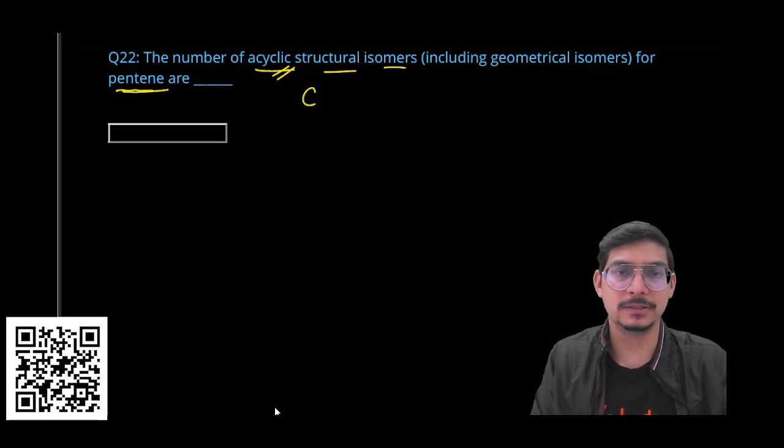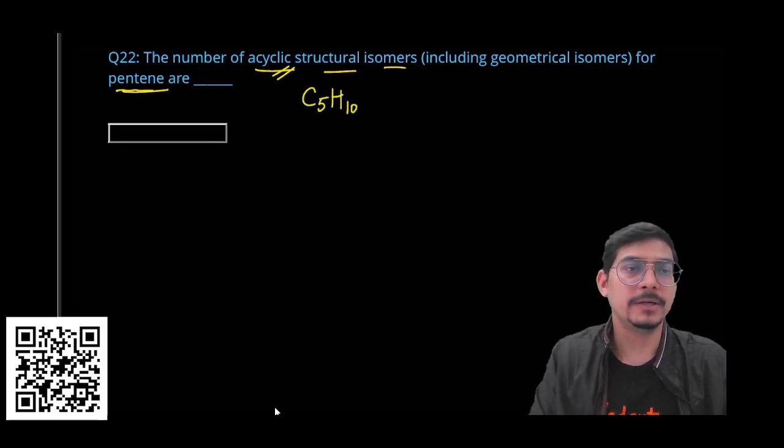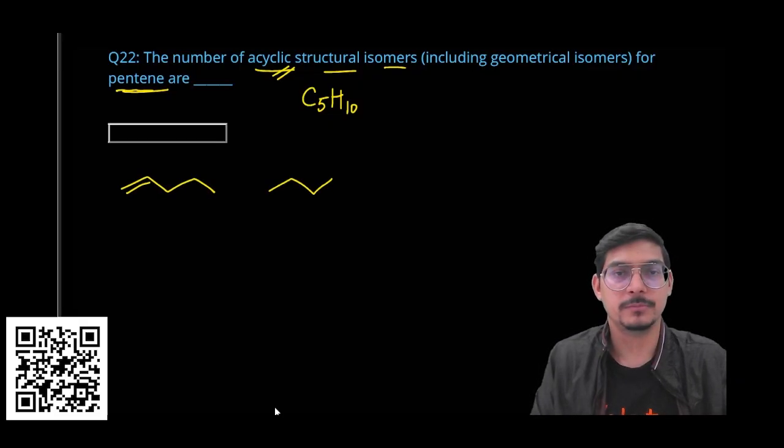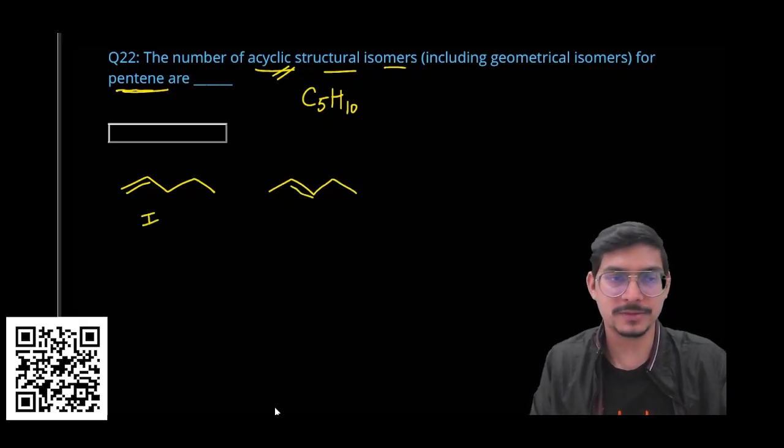Pentene is an alkene. It has the molecular formula C5H10. Pentene has 5 carbon atoms. Now we have to put one double bond, which we can put here between C1 and C2, or here, that is C2 and C3. The first compound will not show geometrical isomerism because it is a terminal alkene and there are 2 hydrogen atoms joined to one of the doubly bonded carbon atoms.